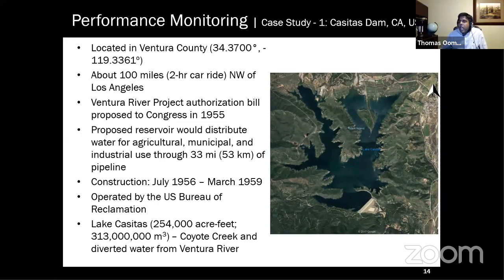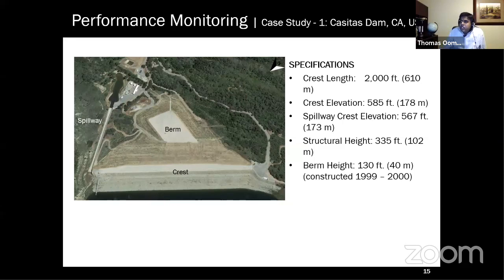The specification of the dam is given here for those of you who are working in the dams area. The crest length is about 2,000 feet. The crest elevation is about 585 feet. The spillway elevation, which is right here, is about 567 feet. The structural height, from here, is about 35 feet. And the berm height, which is a berm that was constructed here, and I will explain why, is about 130 feet. As you can see here, this berm was constructed in 1999 to 2000.